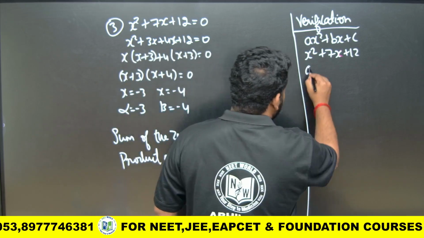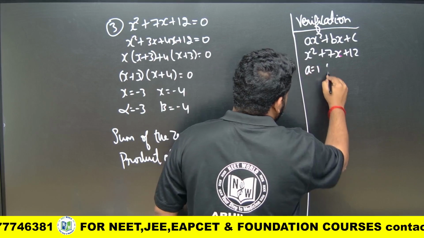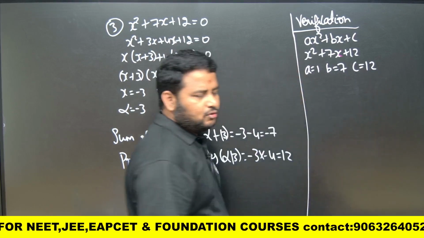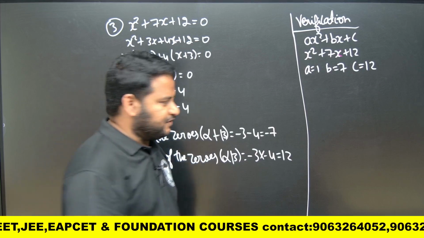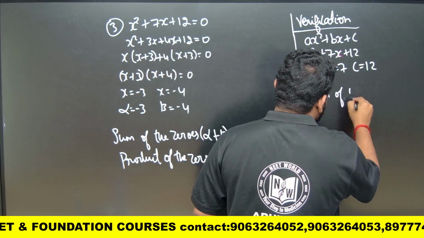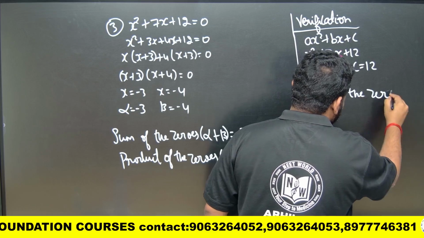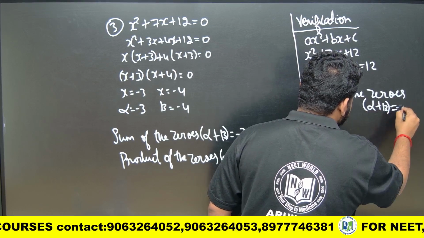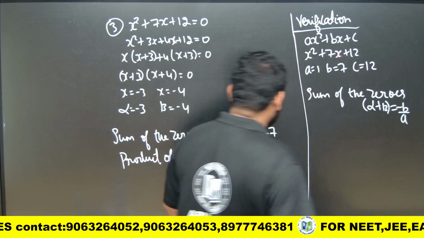So a is equal to what? a is equal to 1. Nothing is there means 1, and b is equal to 7, and c is equal to 12. Okay. Now let us use the formula method and find the sum of the zeros. Sum of the zeros, alpha plus beta, is equal to what, friends? Is equal to minus b by a.